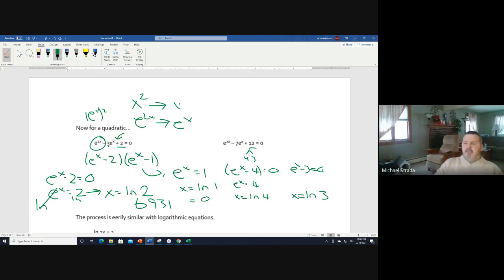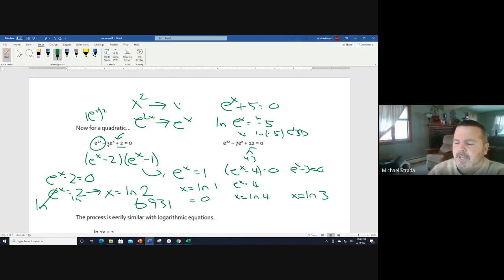Now, the one thing I would make you aware of. Let's say you have another problem and you get e to the x plus 5 equals 0. When you're doing this, you solve for the e. So you get e to the x equals -5. You do the natural log of both sides. X equals the natural log of -5. Can't be done. We can't do a negative log. So that is not a solution. That, ladies and gentlemen, would be extraneous. So if you get a log of a negative, you have an extraneous solution.